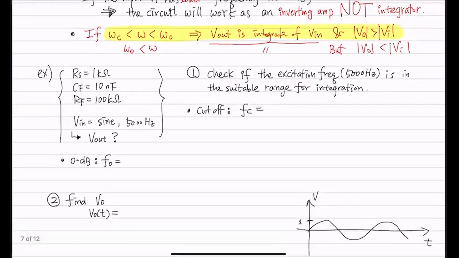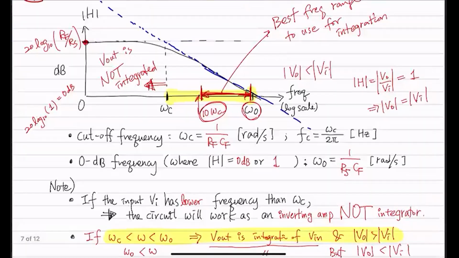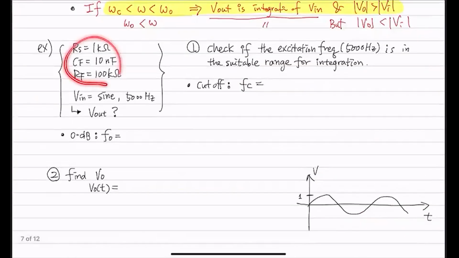So let's try a very simple example here. We have RS is 1K, CF is 10 nanofarad, and RF is 100K. Well, we don't have that diagram here, but let's assume these are the numbers. And our input was a sine wave that had 5,000 hertz, 5 kilohertz. Then we would like to find what our V out is for a given configuration of R, C, and R values.